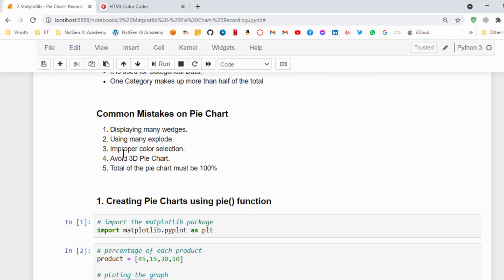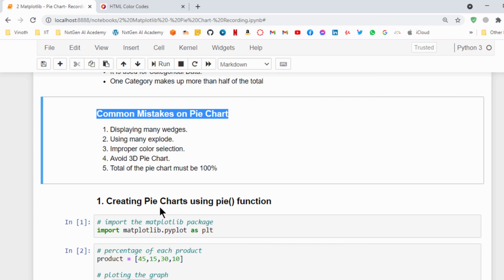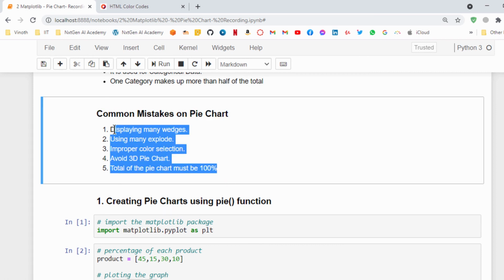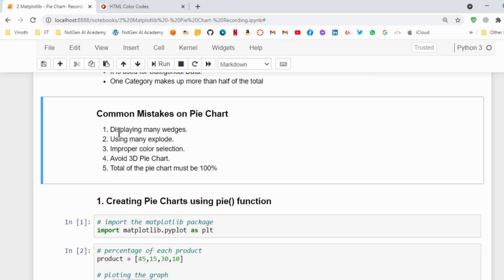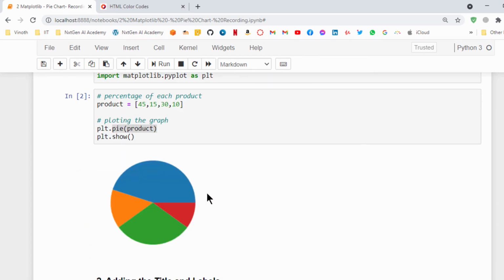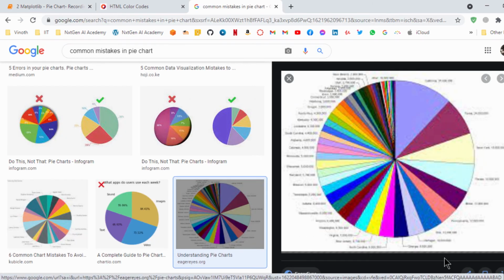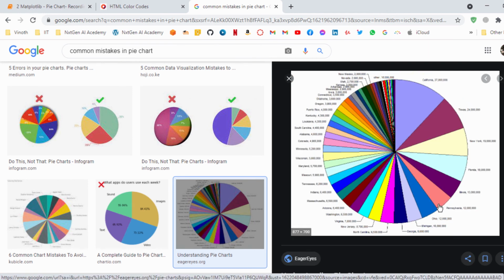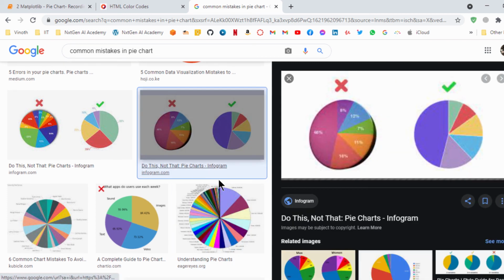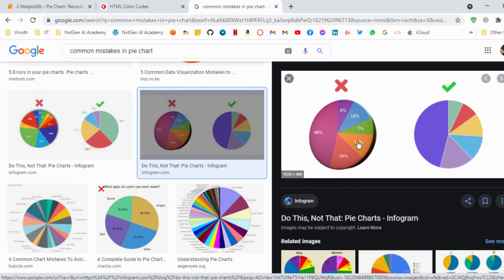Now the most important point is common mistakes. Usually those who don't know about the basics, what we learned now, they will make these mistakes. Displaying many wedges, that's not a good idea. Here 4 or 5 is okay. Some of them will use 50 to 60 wedges. This is one sample. How many wedges? See, this is not at all a good way to represent a wedge. And 3D, I said no, 3D it's not a good idea.